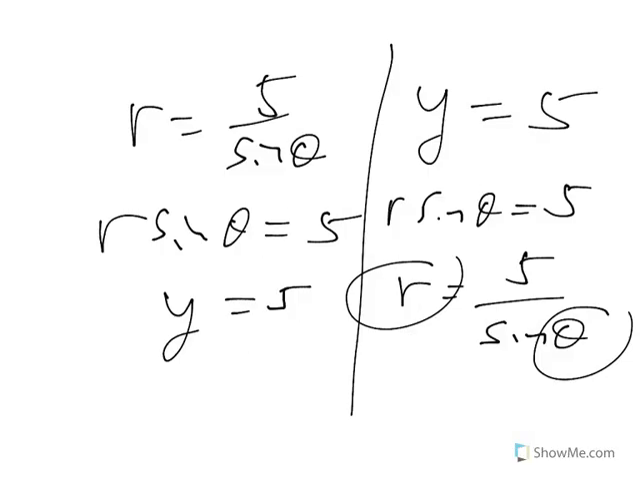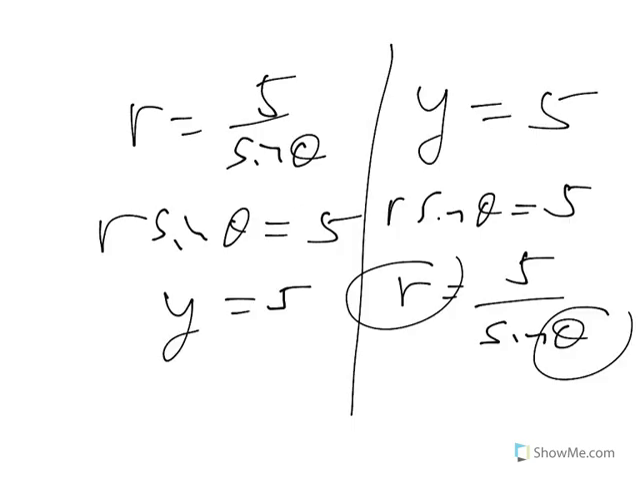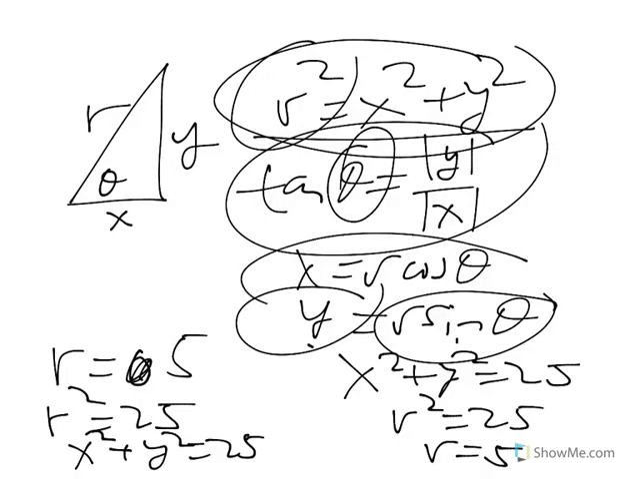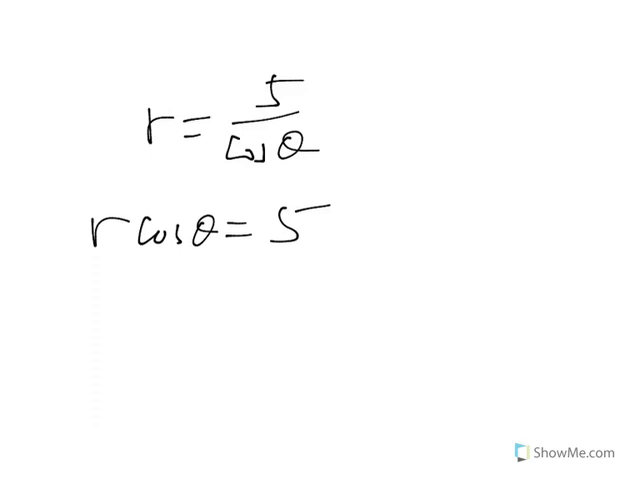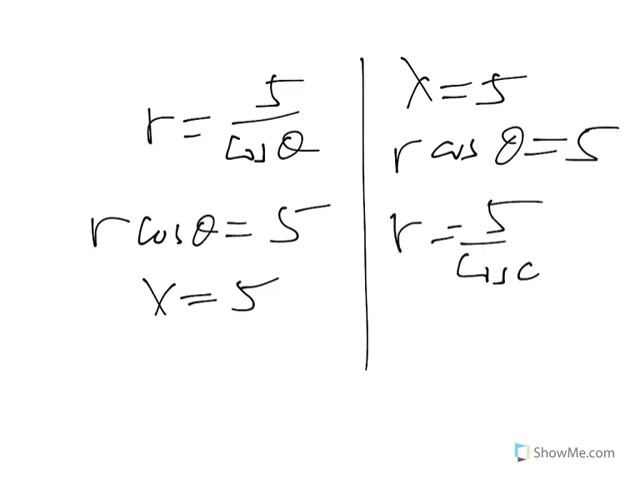We could verify these. r equals 5 over cosine theta, convert it to rectangular by cross multiplying. And one of these rules here is x equals r cosine theta. So x equals 5. I could also go the other way around. If I had x equals 5, I could say r cosine theta equals 5, or r equals 5 over cosine theta.